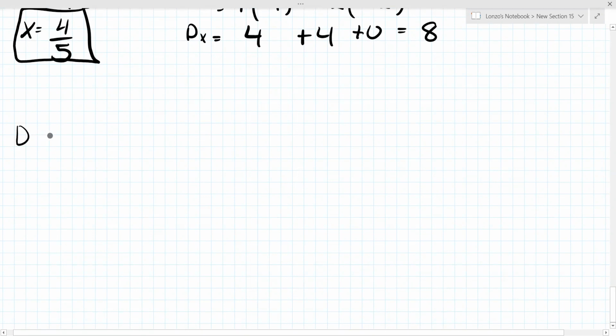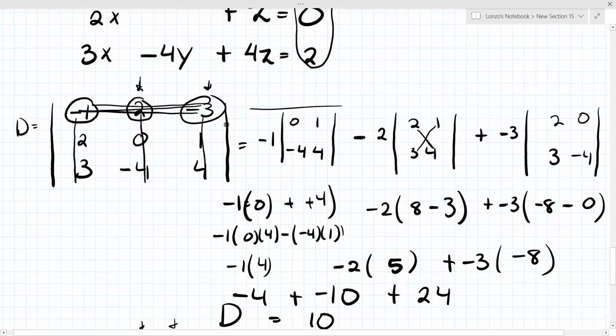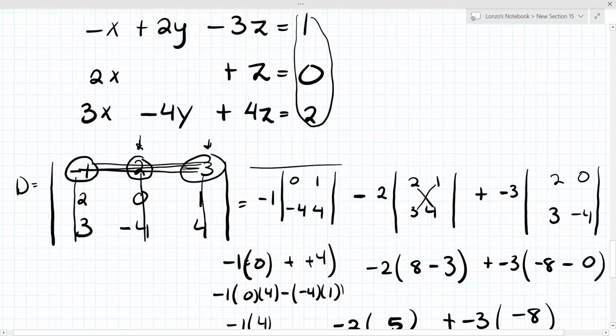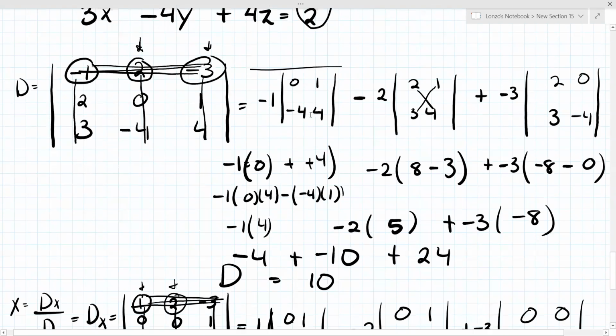To find the y value, you have to do the determinant in respect to y over regular determinant. So let's first find the determinant in respect to y. Let's set up our matrix. The x coefficient of the original equation stays the same. So our original x coefficient was -1, 2, and 3. Our y coefficient, that's where you change it. You're not going to use 2, 0, -4. What you're going to do is replace the y coefficient with the solution of 1, 0, 2.